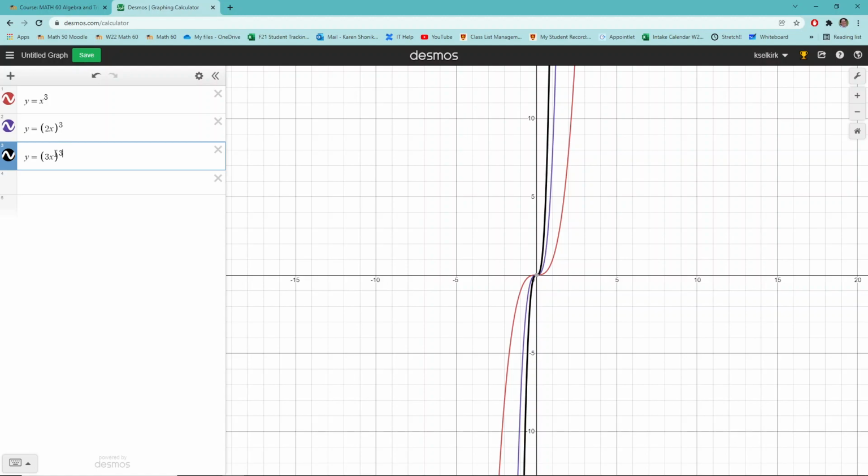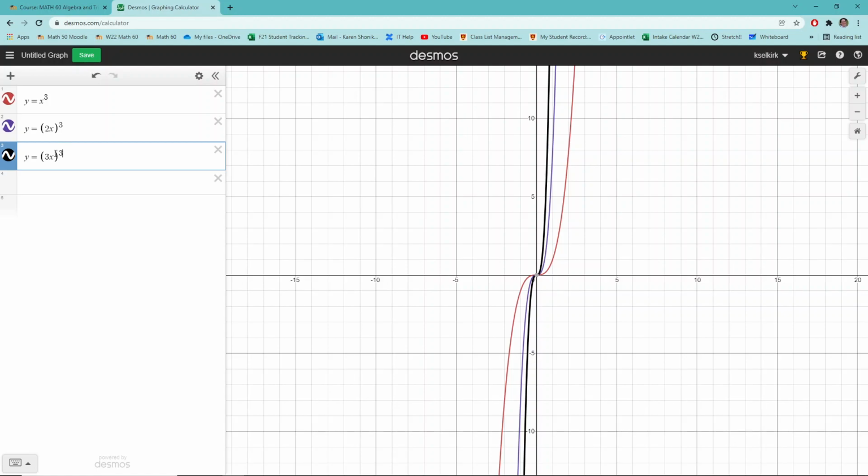Well, if you remember back to other transformations we've done in other courses, anything with x is opposite as it appears, and that's the easy way to remember it. So instead of multiplying my x values by 2, I'm dividing my x values by 2. Instead of multiplying my x values by 3, I'm dividing my x values by 3.